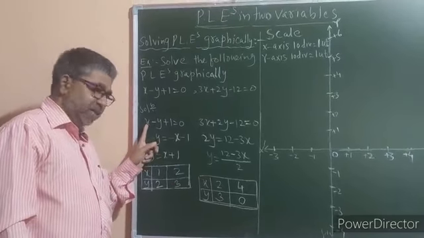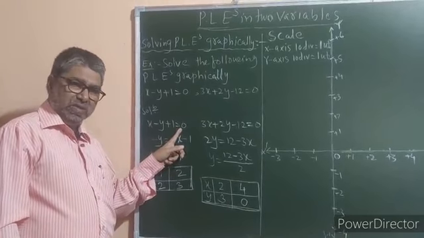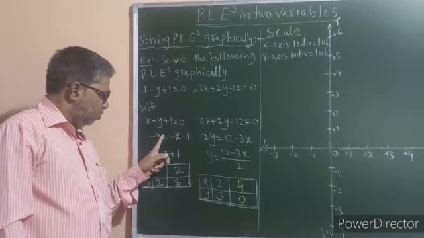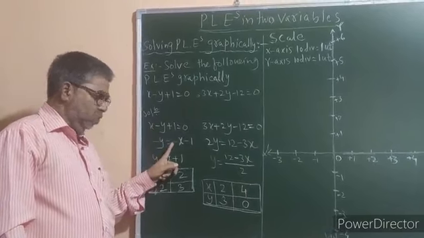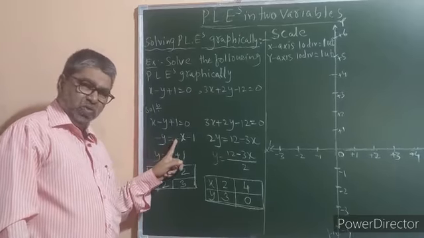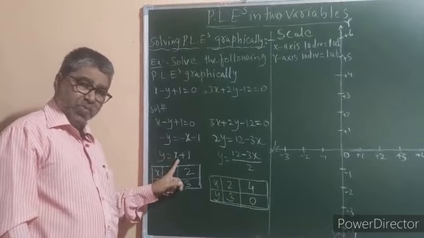So the first equation is x minus y plus 1 is equal to 0. Bring it to the standard form, that is, minus y is equal to, shifting x plus 1 towards the right side, you will be getting minus x minus 1. If minus y is equal to minus x minus 1, then y must be equal to x plus 1.